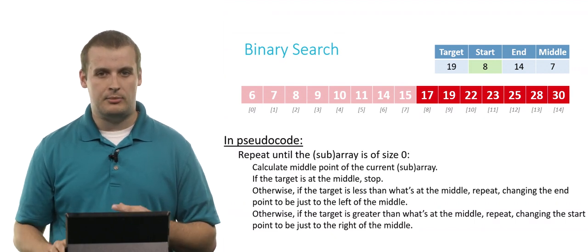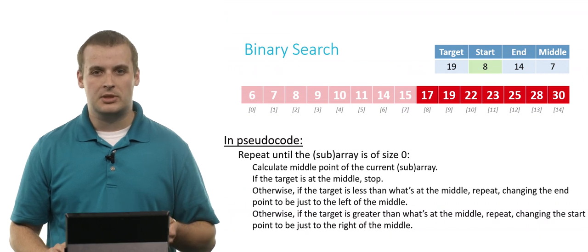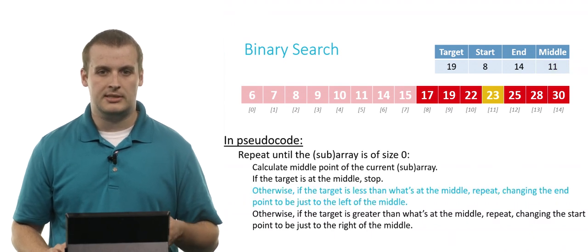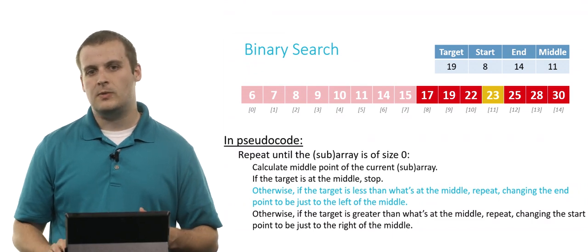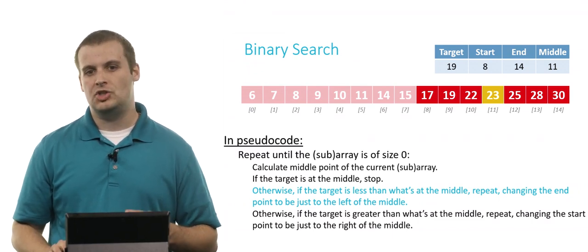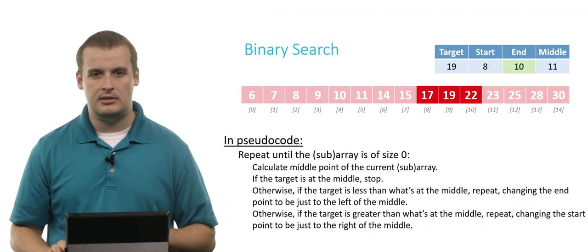14 is still the end point. And now we go over this again. We calculate the new midpoint. 8 plus 14 is 22. Divided by 2 is 11. Is this what we're looking for? No, it's not. We're looking for a value that's less than what we just found. So we're going to repeat the process again. We're going to change the end point to be just to the left of the midpoint. So the new end point becomes 10.